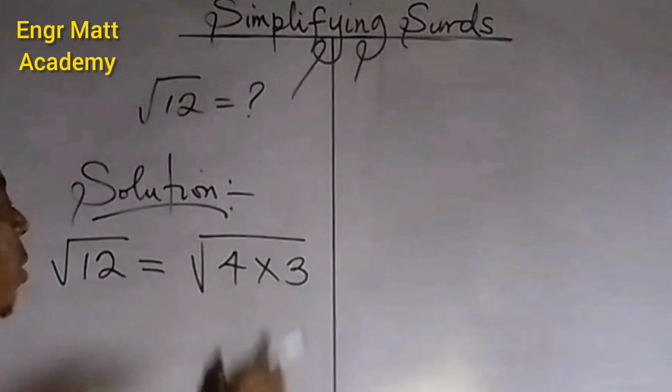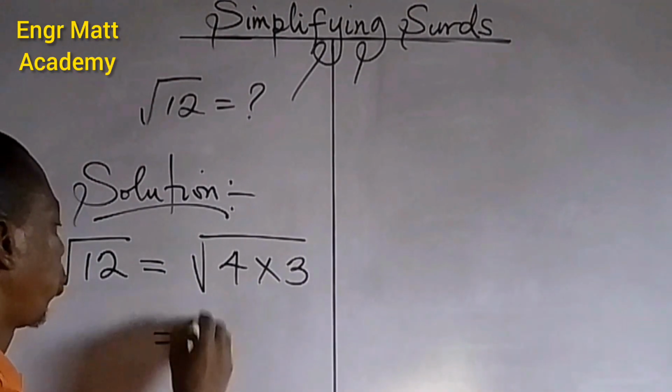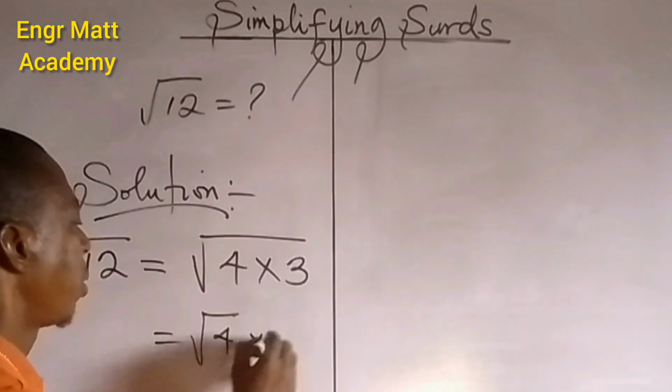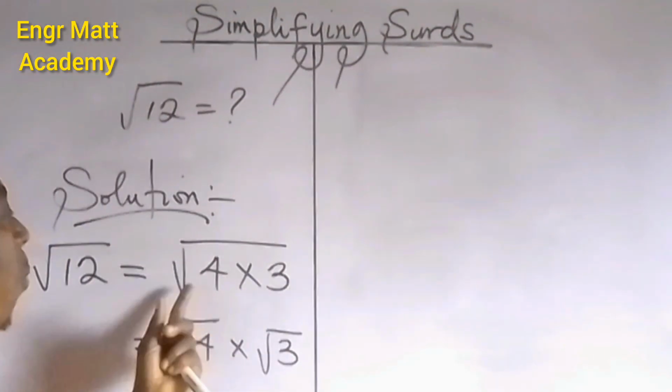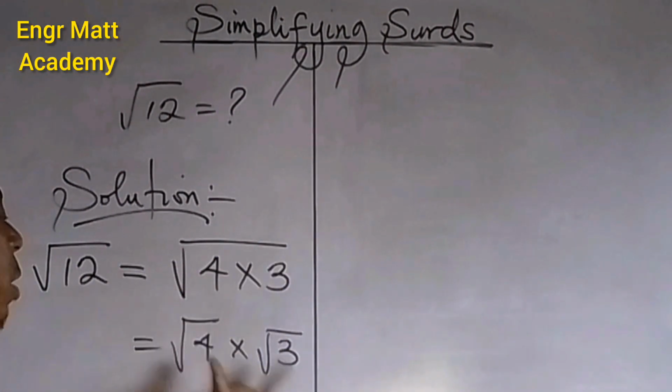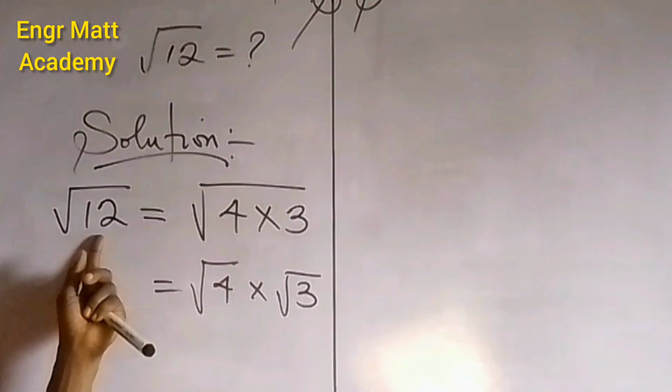Next, we separate 4 and 3. That is root 4 times root 3. Instead of putting them under one root, we split them. Root 4 times root 3 is the same thing as root 12.